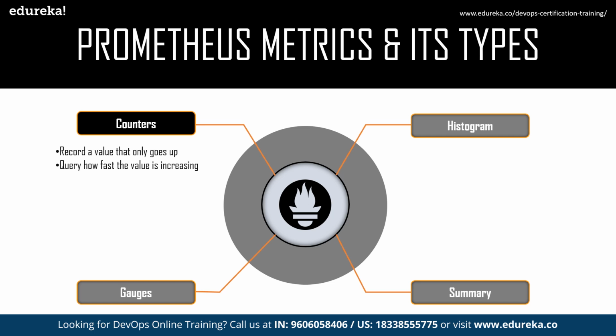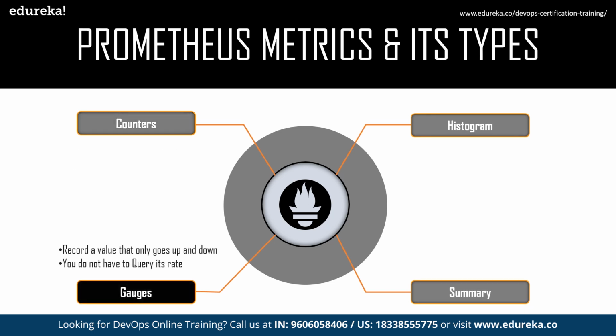A counter is simply a cumulative metric that represents a single monotonically increasing counter whose value can only increase or be reset to 0 on restart. For example, you can use a counter to represent the number of requests served, tasks completed, or errors. You always have to remember this: do not use a counter to expose a value that can decrease. For example, do not use a counter for the number of currently running processes. Instead, use a gauge. We'll be talking about gauges in a bit. Now, client library usage documentation for counters is available for Go, Java, Python, and Ruby.